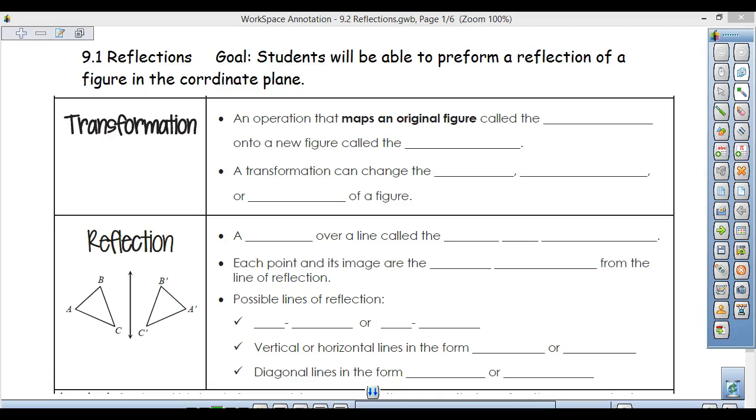Today you are going to be able to reflect stuff over certain lines. First of all, a transformation is all these things that we've been doing: the translation, the reflection, and we're going to be doing rotations for a couple days. A transformation is an operation that maps an original figure called, do you remember what the original is called?